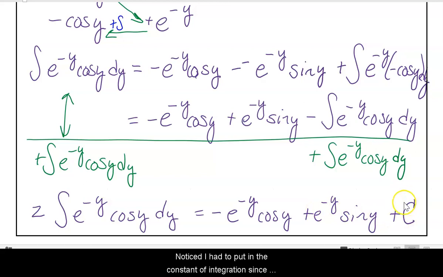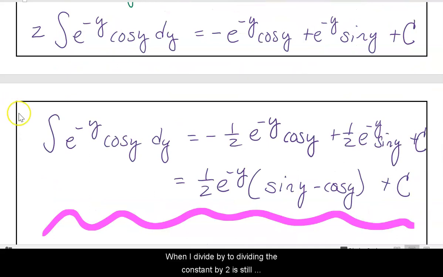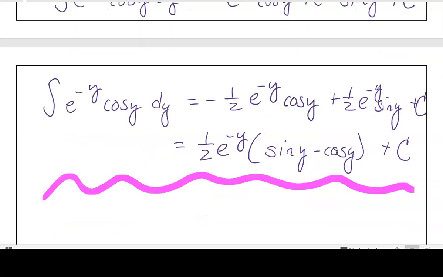Notice I had to put in the constant of integration since this is an indefinite integral. When I divide by 2, dividing the constant by 2 is still a constant, so I can just leave it plus c, though of course it's not exactly the same number as this one. Then I can factor out the 1/2 and the e to the negative y, which are constant factors, and a factor which depends on y. The squiggly pink line is just to separate the part that has to do with the function of y from the part that is the function of t.